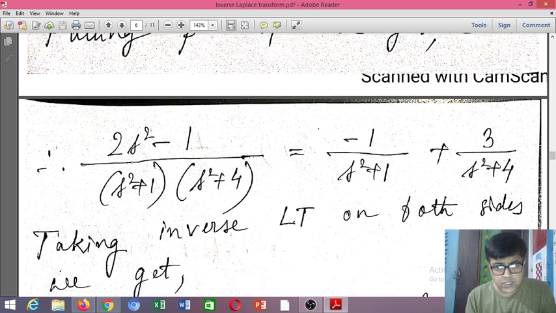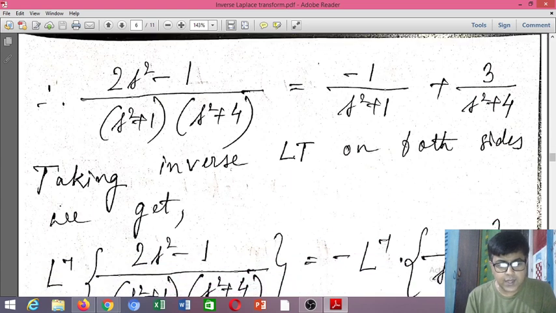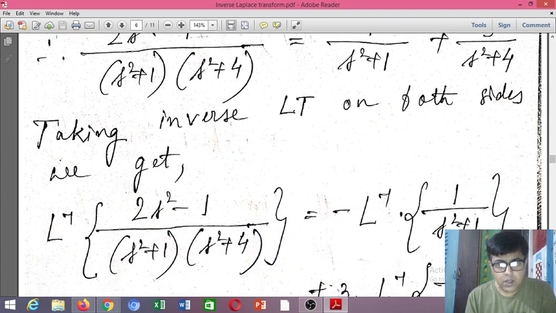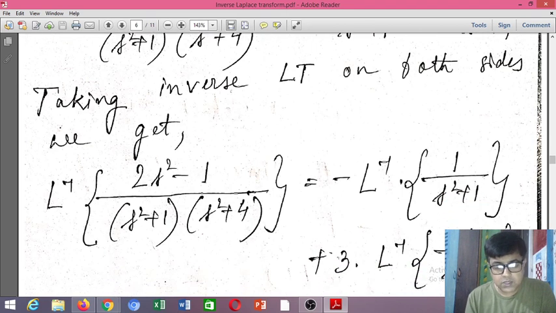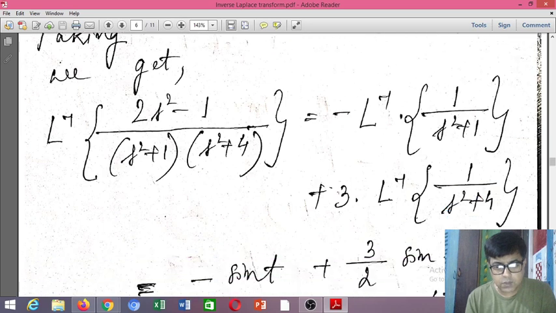Now we take the inverse Laplace transform on both sides because we are now in a position to do that. Let's see what we get. On taking the inverse Laplace transform on both sides and applying the linearity property, we get minus L inverse of 1 by (s square plus 1) plus 3 into L inverse of 1 by (s square plus 4).